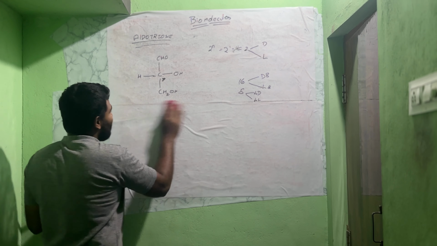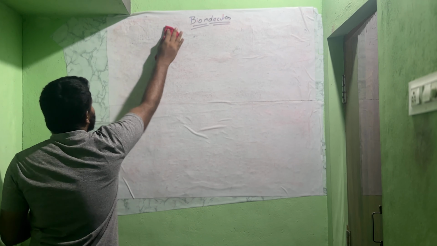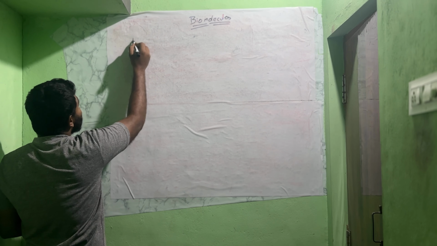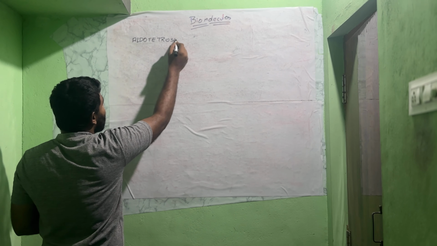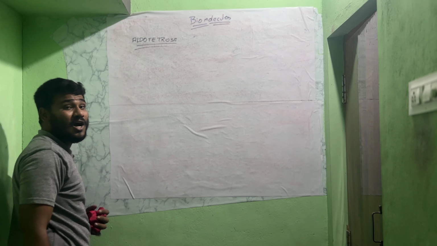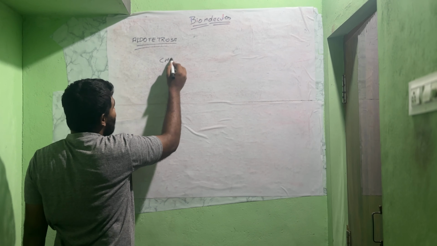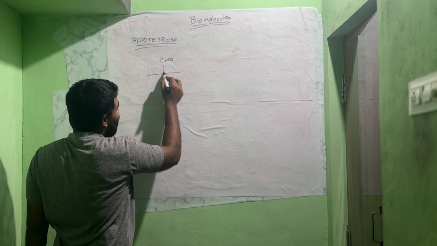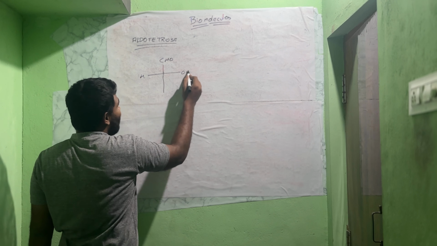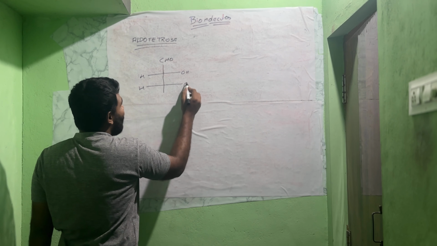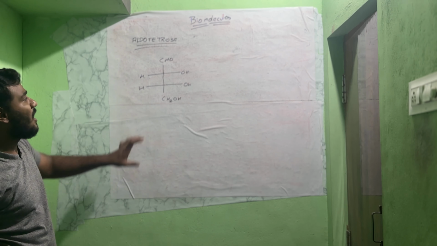Now we will see aldotetrose. Aldotriose is completed, right? Aldotetrose. How many carbons are there? 4. See here, 4 carbons. CHO. Now I will write like this, no problem, right? This is a carbon. HOH, HOH, CH2OH. This is aldotetrose.